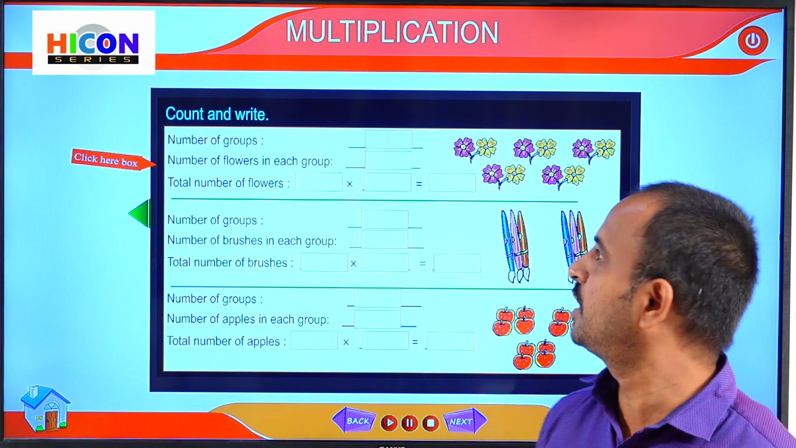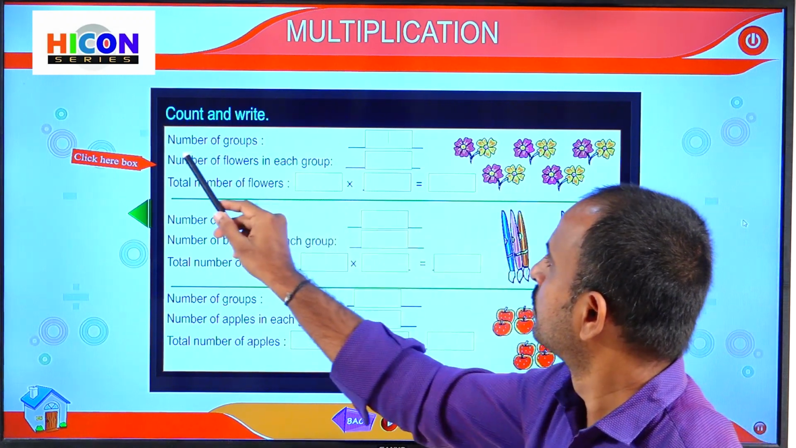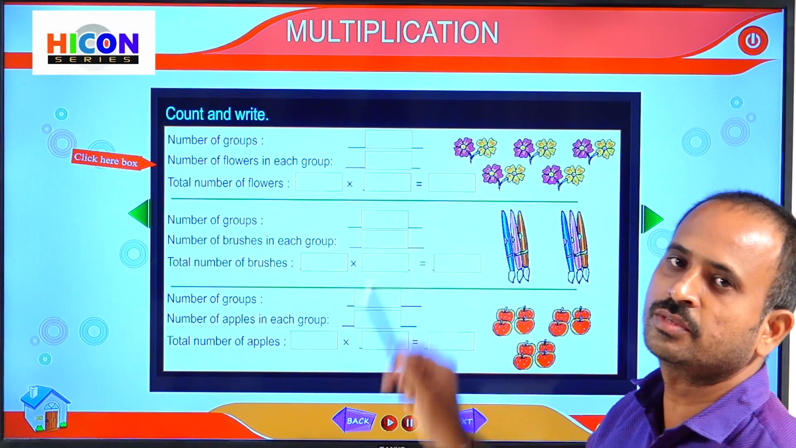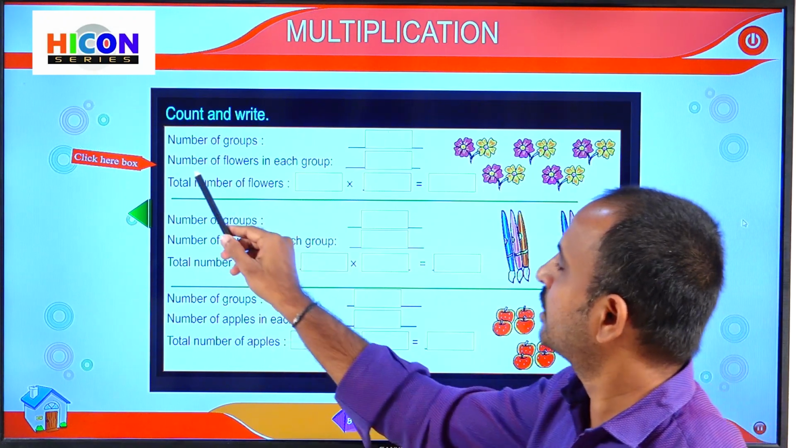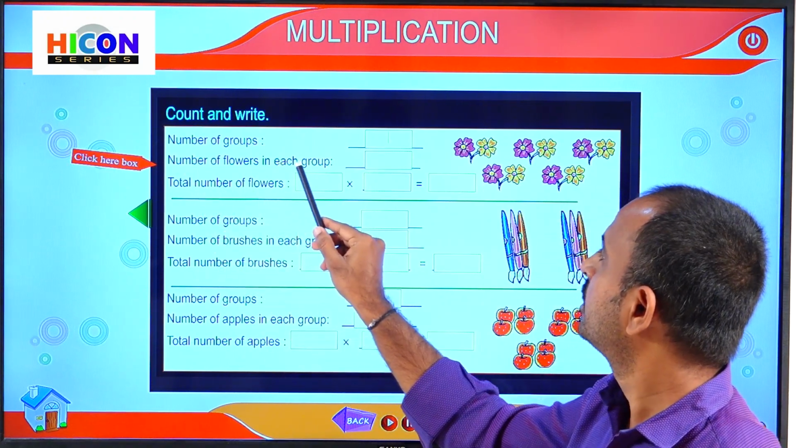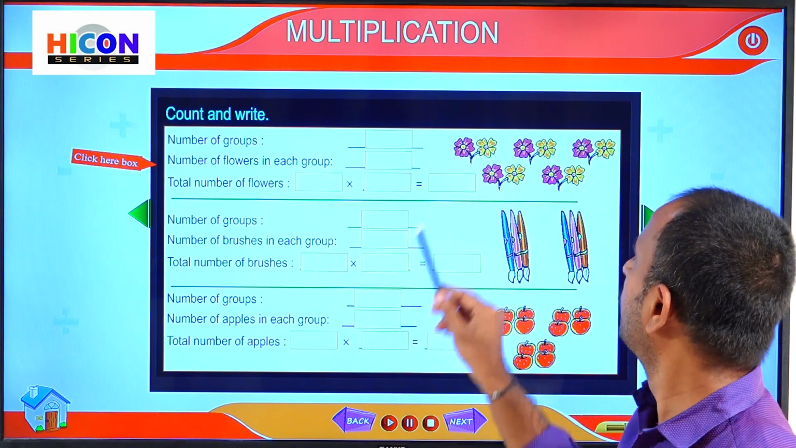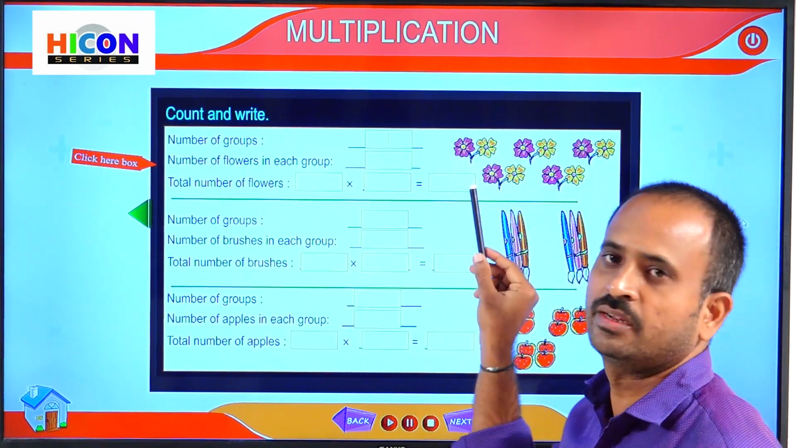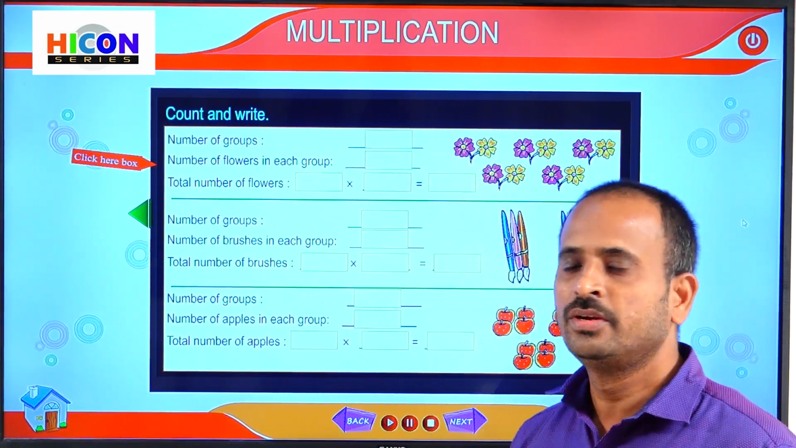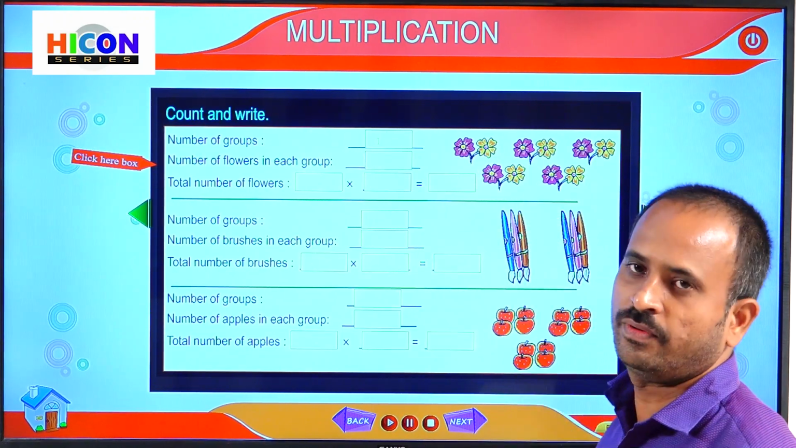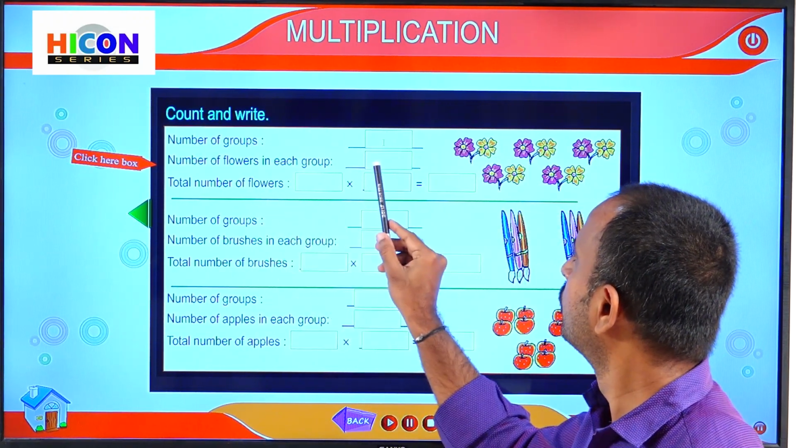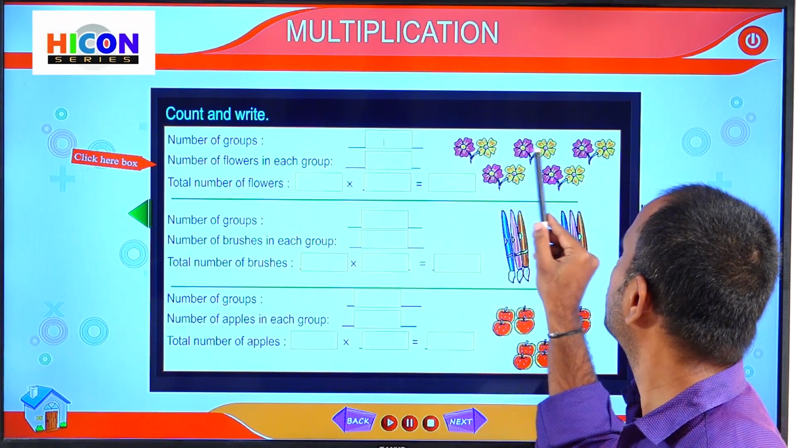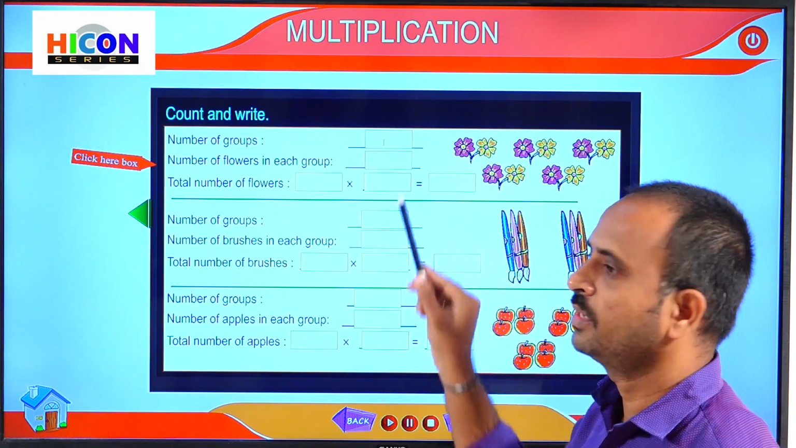How many groups of flowers are there? 6 groups of flowers. So the number of groups is equal to 6. Write 6 in this box. Next step is the number of flowers in each group. Each group has how many flowers? Each group has 2 flowers, that is, one pink colored flower and one yellow colored flower. So write 2 in this box.